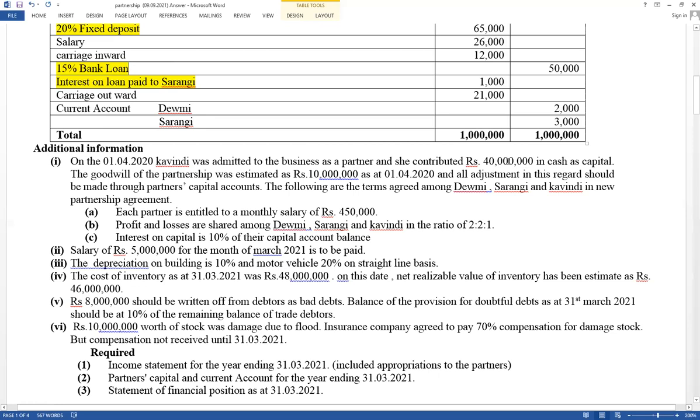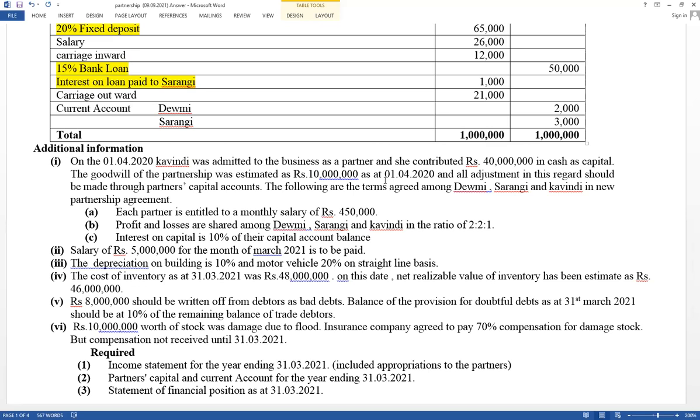Therefore, the double entry system should be applied. As well, it has been given that the goodwill of the partnership was estimated at 10 million on 1st April 2020. Given the goodwill of the partnership, all adjustments in this regard should be made to the partners' capital accounts. You know how to adjust goodwill. Think of it as admission at the beginning of the year.